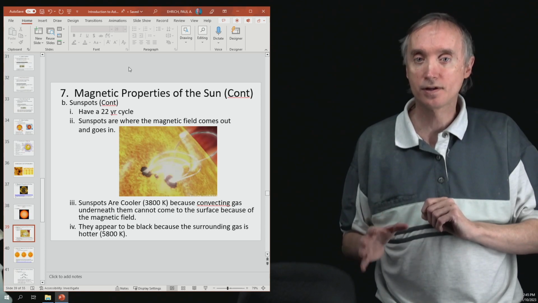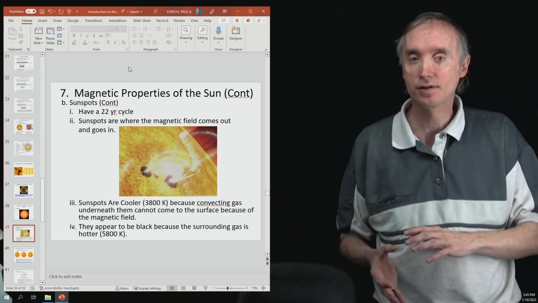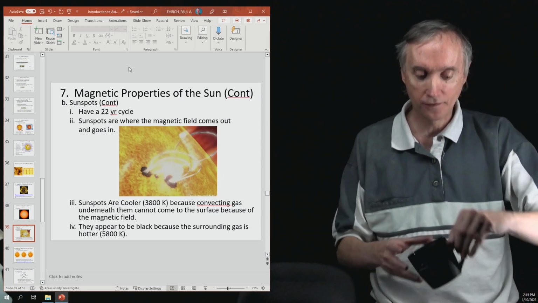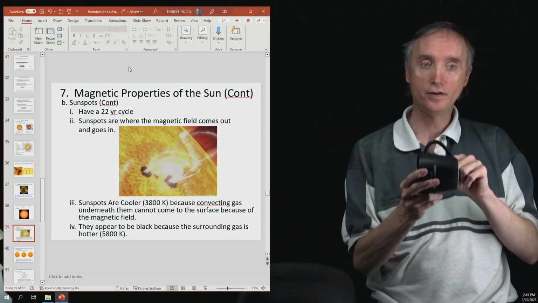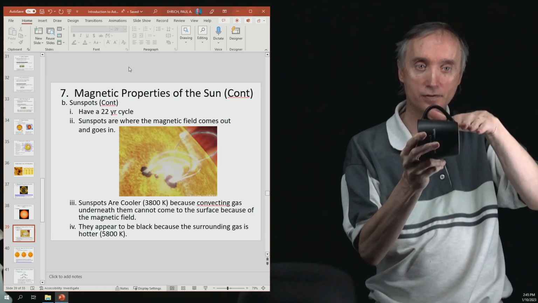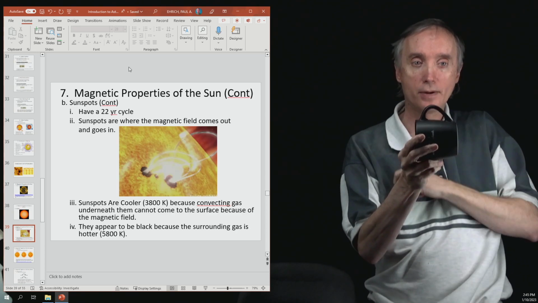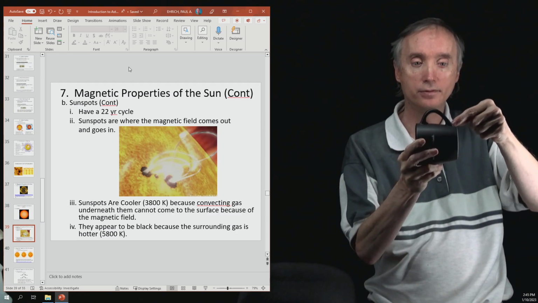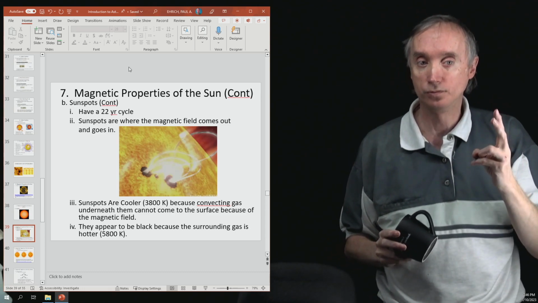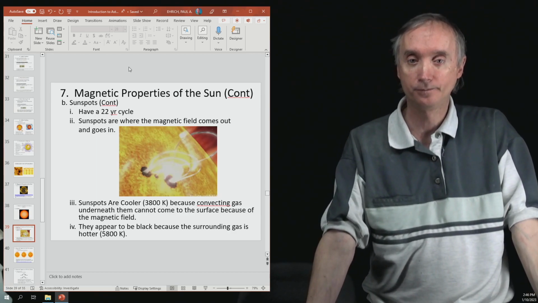So what are sunspots? They are places where the magnetic field is coming out of the sun and going back into the sun. I have here a coffee cup, and you see that the coffee cup has a handle. Let's pretend that this is the surface of the sun, and here's the magnetic field where it's coming out of the sun and then where it's going back in. You'd have a sunspot here, and you'd have a sunspot over here. So sunspots always come in groups of 2: the place where the magnetic field comes out and the place where the magnetic field goes back in.